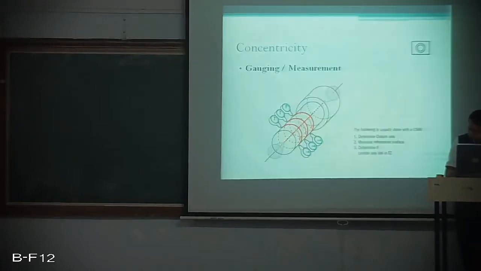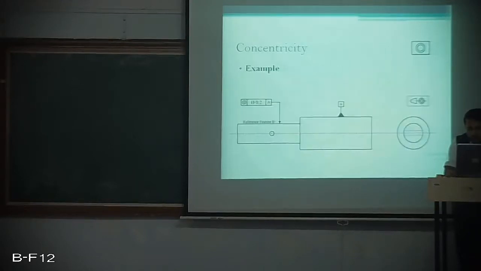And again, concentricity is measured by moving the gauge, and if the variation is well within the tolerance zone, the part is accepted. If the variation is above the tolerance zone, the part is rejected. And here there is one more example which depicts concentricity. Just go through this.